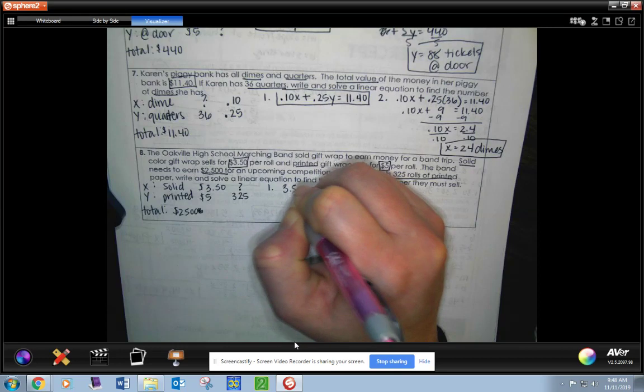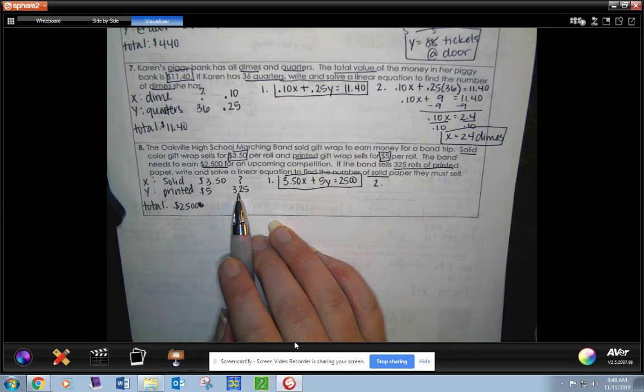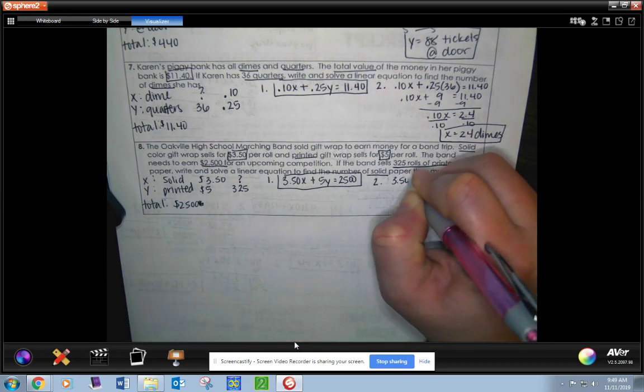So step 1, plug in your equation. We're going to do 3.50x plus 5y equals 2,500. There's my equation. Box that in. Got that done. Step 2, plug in the piece we know, not the missing piece. The piece I know is 325, which is y. So we're going to do 3.50x plus 5 times 325, and it equals 2,500.